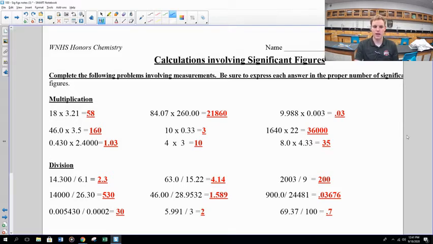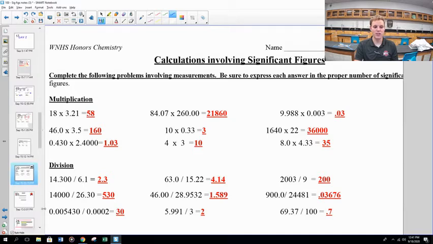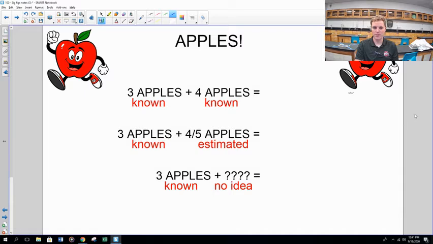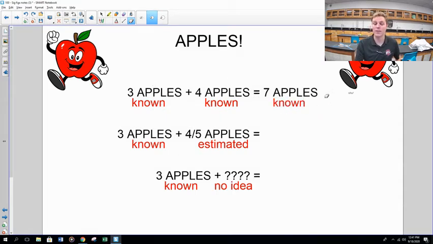So now that you've had some time to practice here, we're going to move on into the addition and subtraction of significant figures. So we have a simple exercise to start off. These are not trick questions. 3 apples plus 4 apples. Okay, so let's say I know for sure I have 3 apples. I know for sure I have 4 apples. What does that get me? 7 apples. Okay, and is there any doubt about how many apples I have? Well, if I knew 3 for sure and I knew 4 for sure, then I know that I have 7 apples for sure. And that's that.